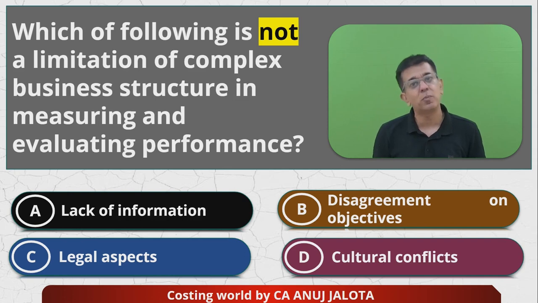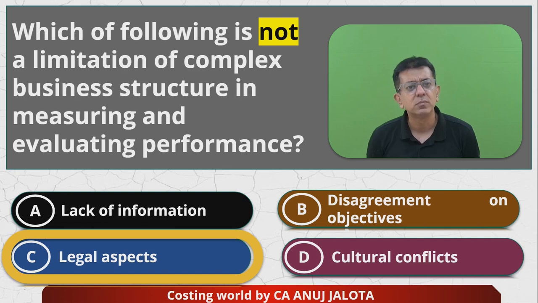Lack of information could be. Disagreement on objectives could be. Cultural conflicts can also be. But legal aspect is not a problem. Even if it is, you have to try to resolve it. Due to that, the organization will not go down. So the answer should be C over here. Yeah, that's the correct one.